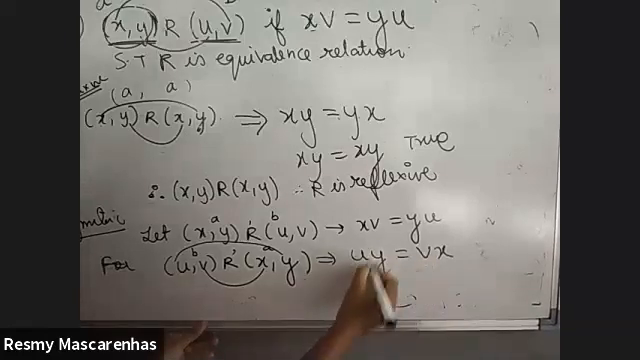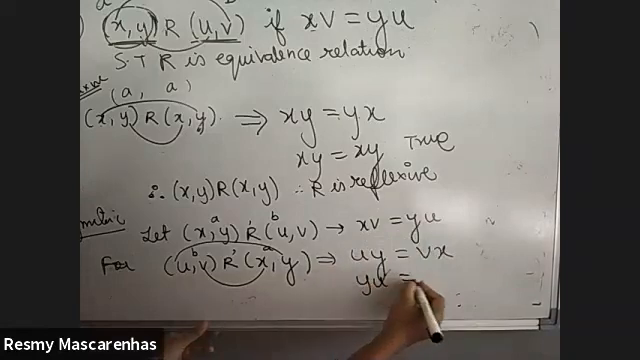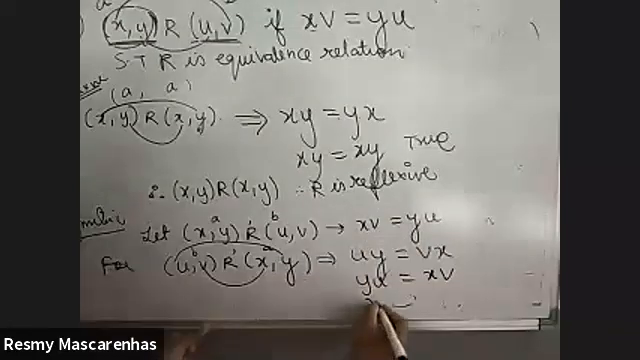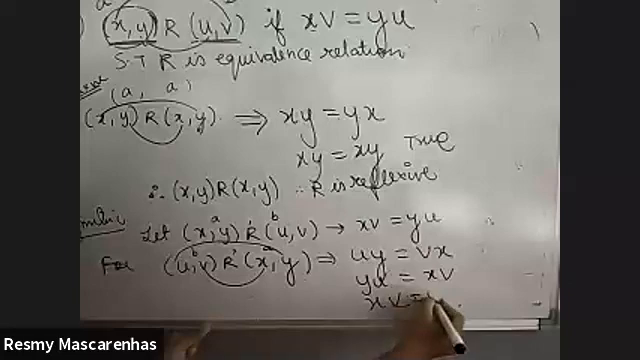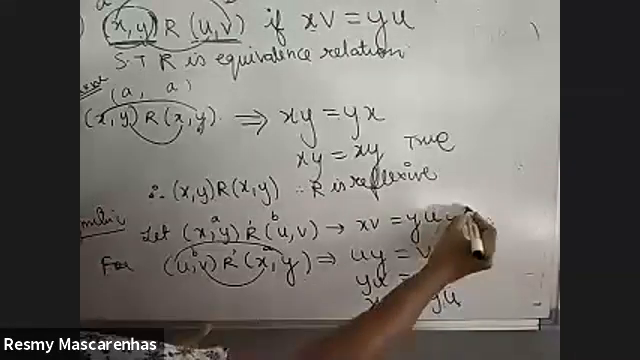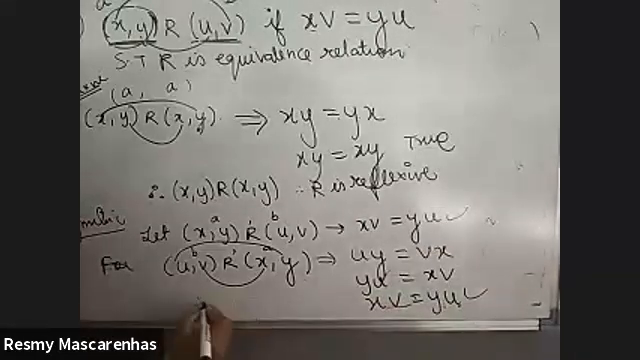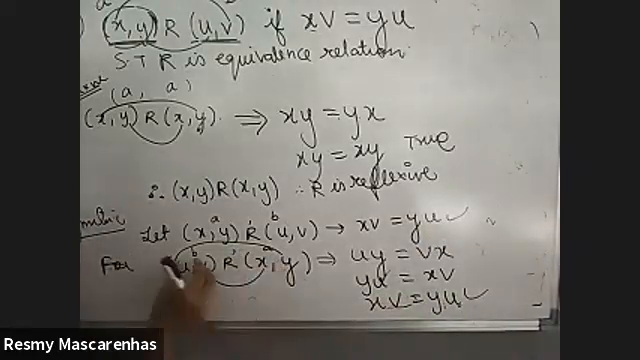Or yu is equal to xv. Writing x with this side, yu this side. Both the answers are the same. So therefore, it is symmetric. Even if you exchange the pairs, if you write the second pair first and first pair second, you are getting the same answer.